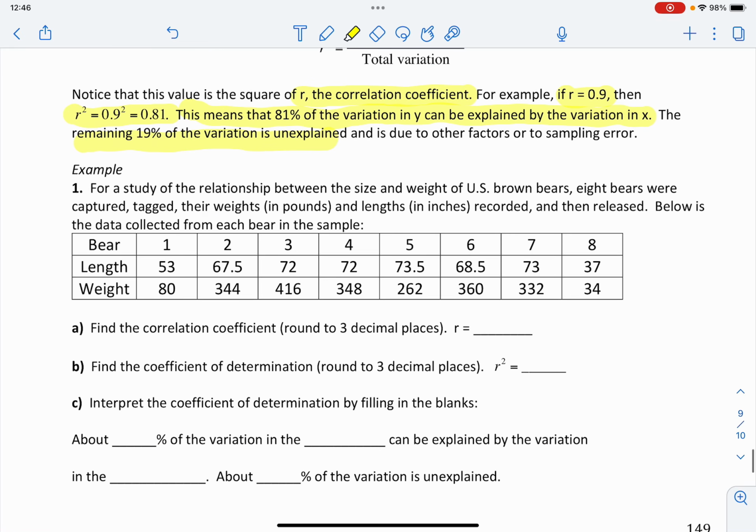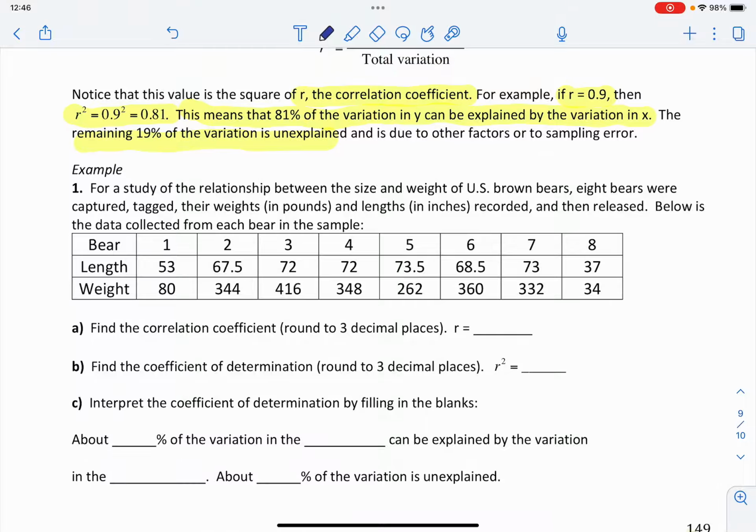So let's suppose we have a study, and we have a relationship between the size and weight, maybe length and weight of brown bears. 8 brown bears were captured, tagged, who wants to do that, and recorded and then released. Below is the data collected from each bear in the sample. So let's run through finding all of these values and then making the final interpretation.